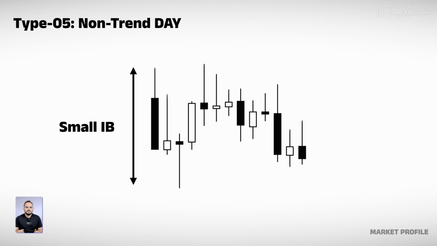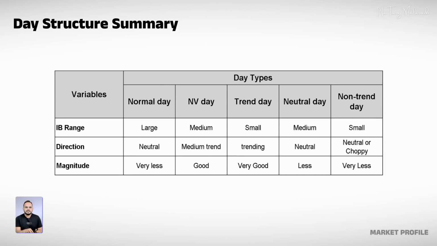Now it's time to summarize what we have learned so far with respect to day structures, as understanding this is absolutely crucial for our further analysis. Here is a quick overview of each day structure. You can pause and check once. Basically, it shows the characteristics and what we can expect from them in terms of the direction and also the magnitude. For example, normal day is characterized by a large IB range, and we usually get a neutral direction on these days.